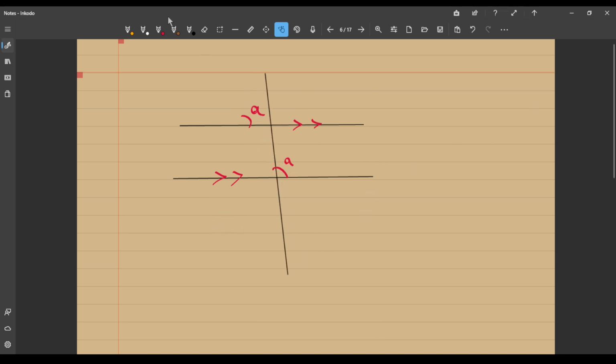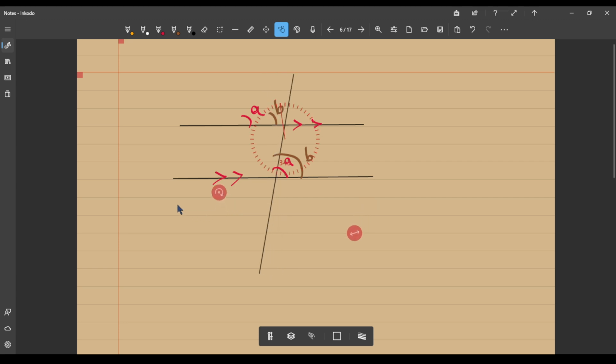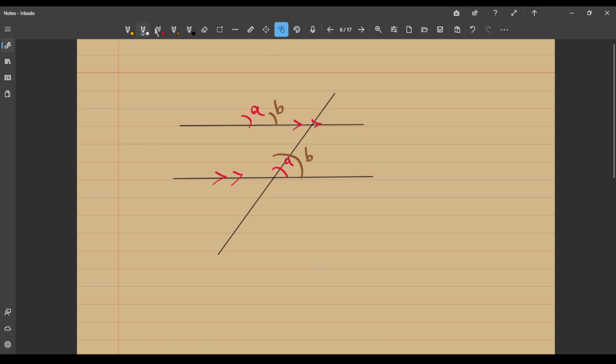Still, I'll just change my color because this A is confusing. I'll call it maybe B now. So this one is also B, right? Let me change the slope further. Just changed it totally to the other side, right? Now let's see. I'll use white here. Look at this angle C. This would also be equal to C.